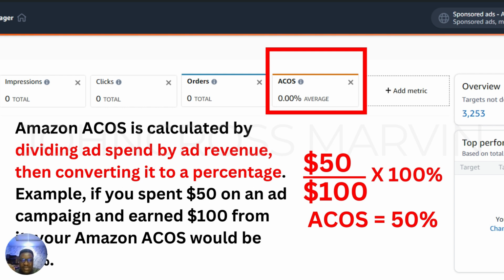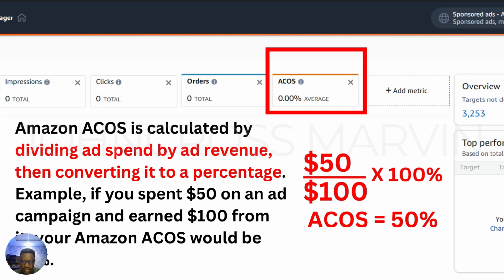Amazon ACoS is calculated by dividing ad spend by ad revenue, then converting it to a percentage. Example, if you spend $50 on an ad campaign and earn $100 from it, your ACoS will be 50%. So how do we calculate that? You spend $50 and you earn $100. So you divide $50 by $100, which would be 0.5, right? Now you multiply 0.5 by 100%, you have what?